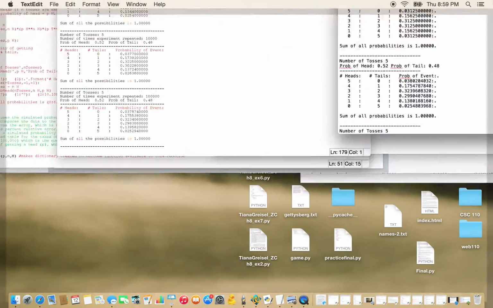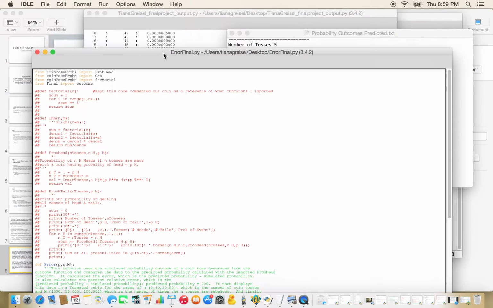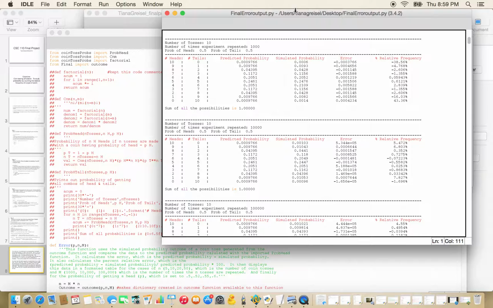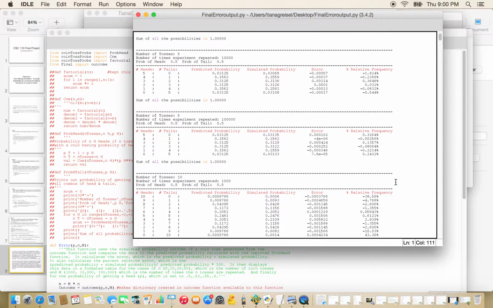Let's write this down. So that's my error. Final project output. Okay, so my error now, you can see that for the 5 tosses 1,000 times, the predicted probability is 0.31. The simulated probability that I got is 0.029. That's an error of negative 0.00185. And my percent relative error is negative 5.925, which isn't that far off. You know, once again, they're all pretty small.